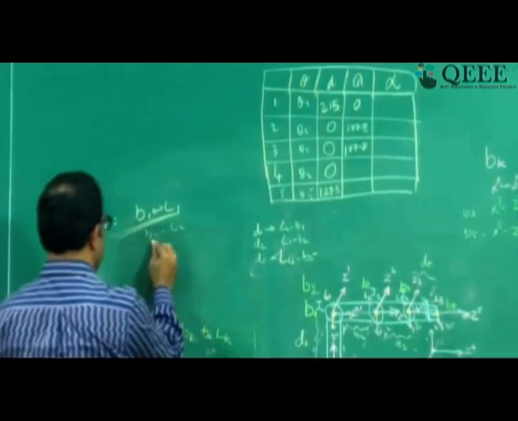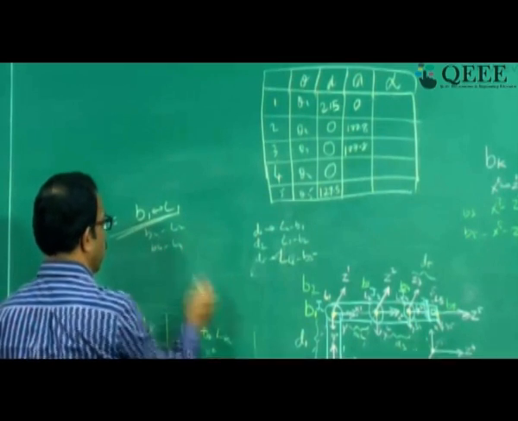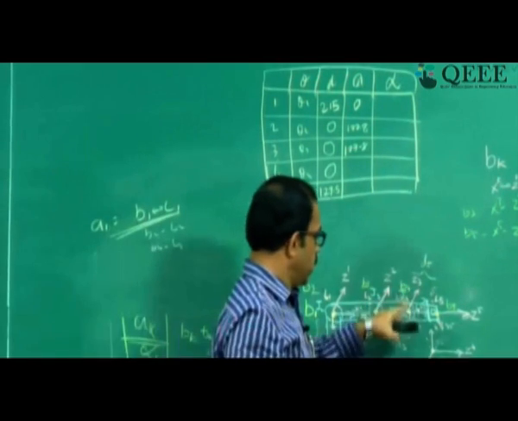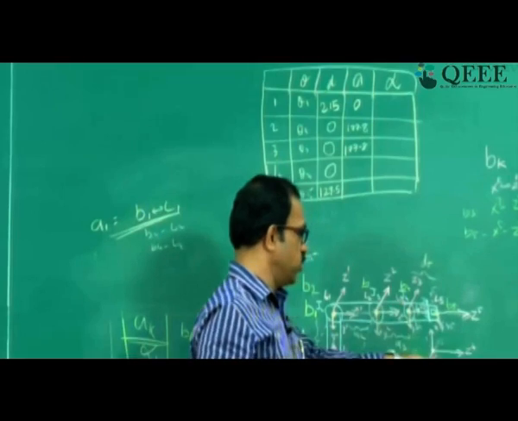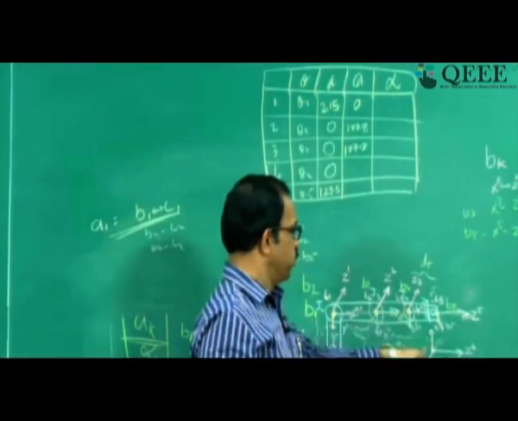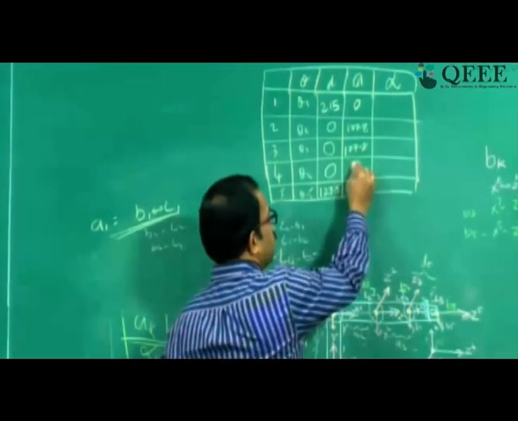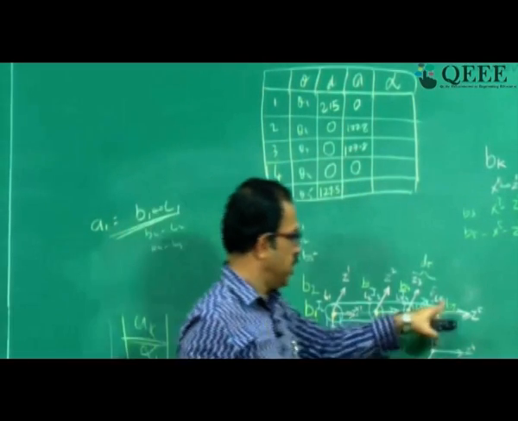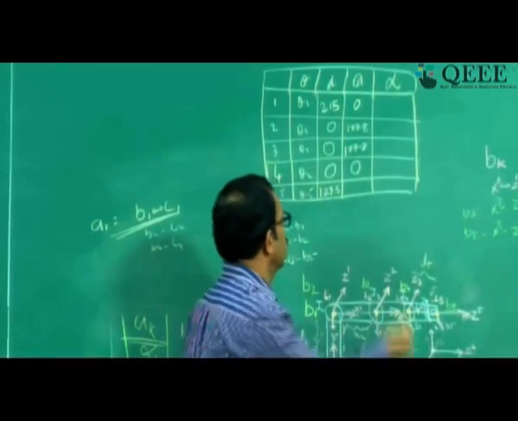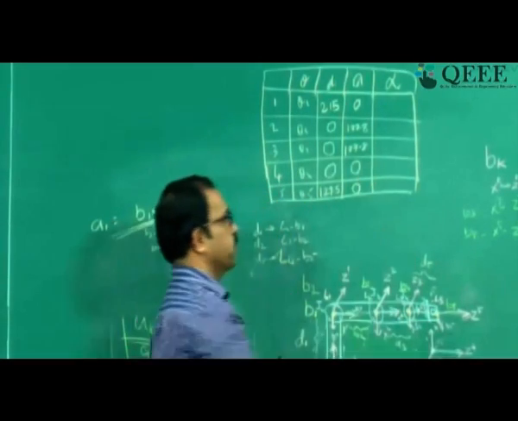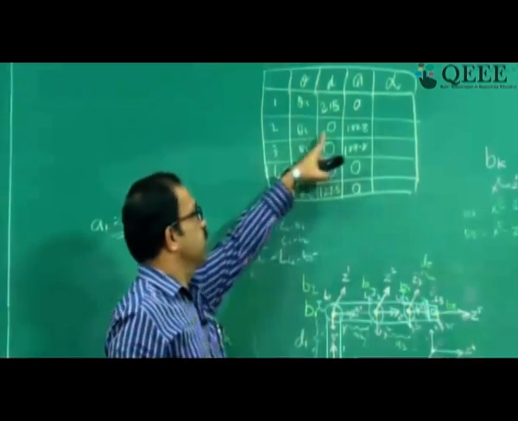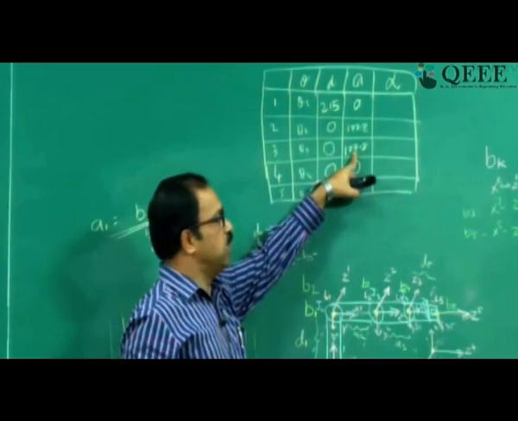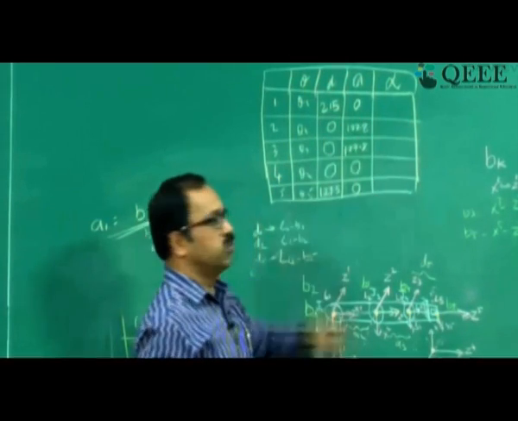Next one, A4, is B4 to L4. You can see this is B4 and L4 is also at the same point. The origin of the coordinate frame is at the same point. So B4 to L4 is 0. There is no distance. And A5 is B5 to L5. So B5 and L5 are at the same point, so A5 is again 0. So the link lengths A2 and A3 have some value, and all the others will be 0.